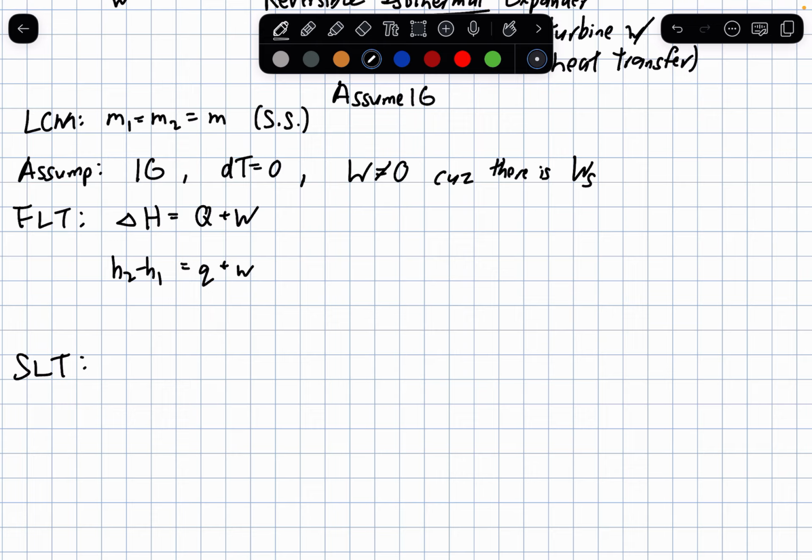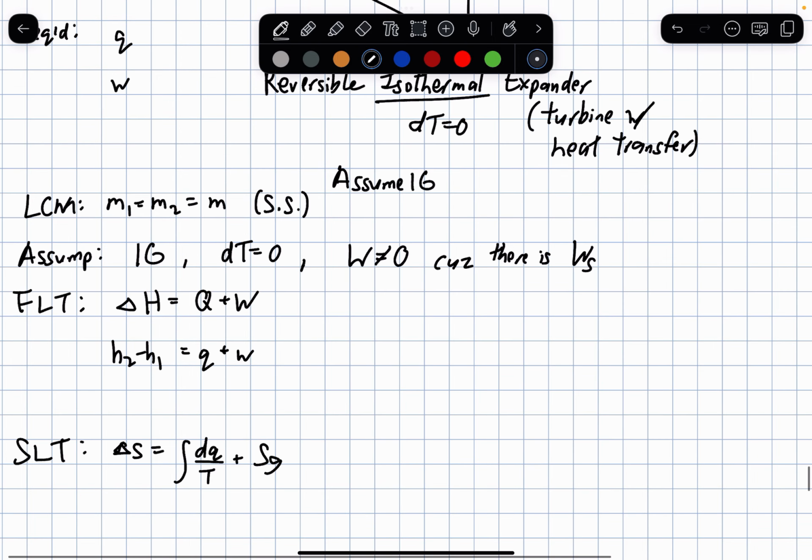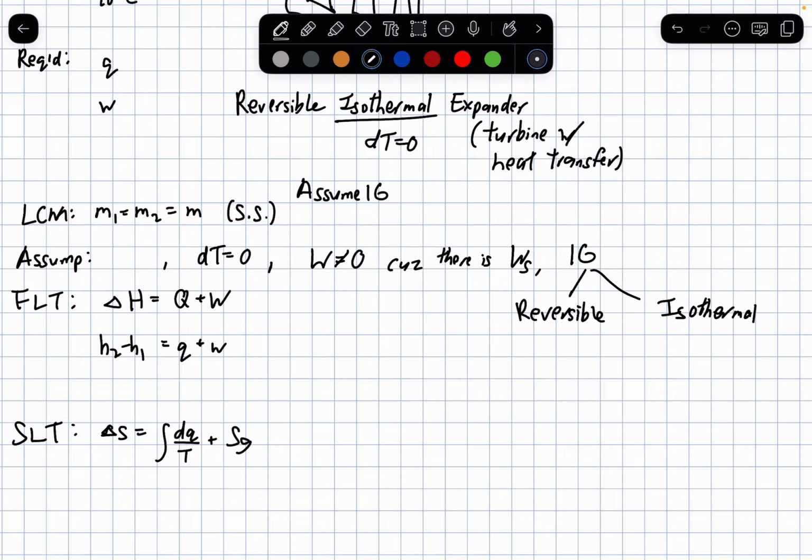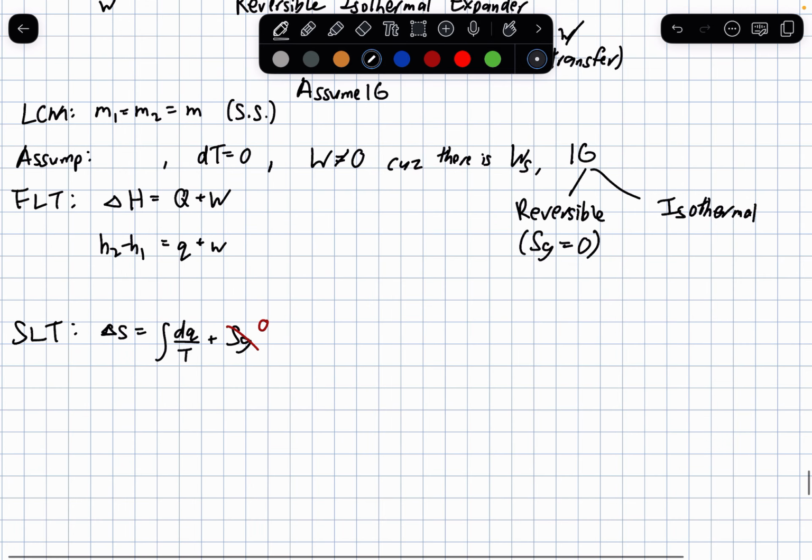Okay? For SLT, delta S equals the integral of dq over T plus S generation, entropy generation. If we are going to assume ideal gas, this is both reversible and isothermal. Isothermal is already here, but when we say reversible, that means we can simplify the entropy balance. In a reversible process, entropy generation is 0, so we flag this as 0. Okay. Q over T equal to delta S.